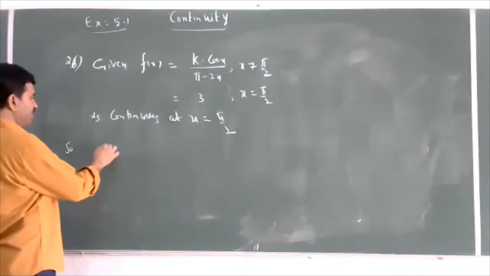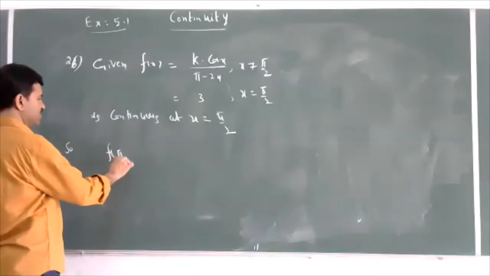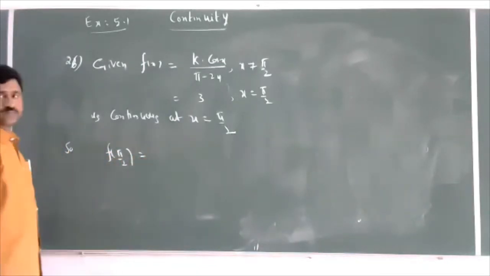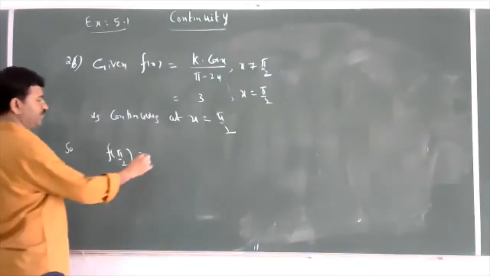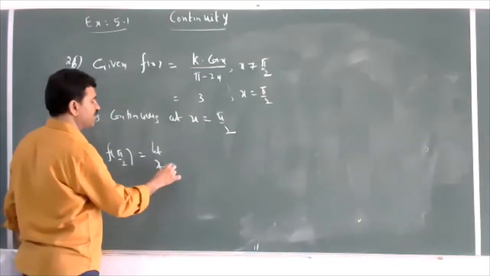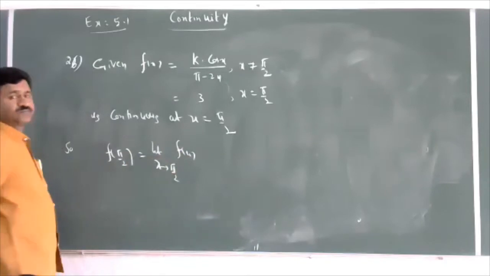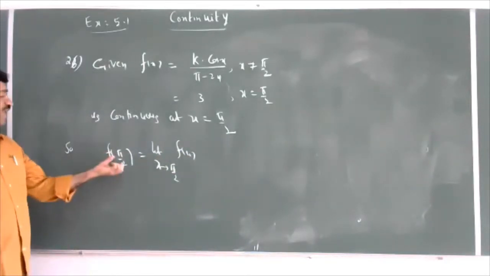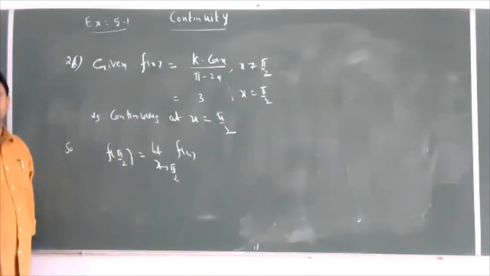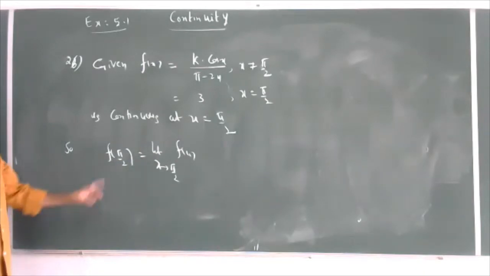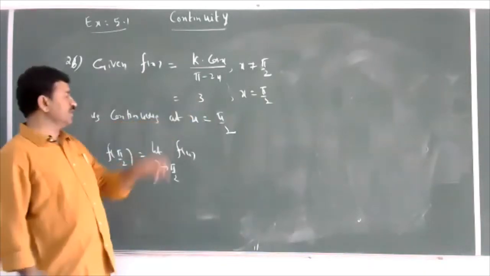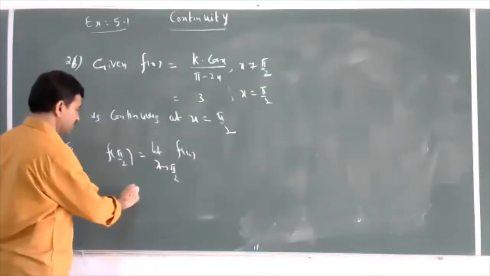So f of pi by 2. See, the function value is equal to the limit value, the limit as x tends to pi by 2 of f of x. I'm using this formula: directly, function value is equal to limit value. That's all. Moving on, what is the f of pi by 2 value? 3, the left-hand side is 3.